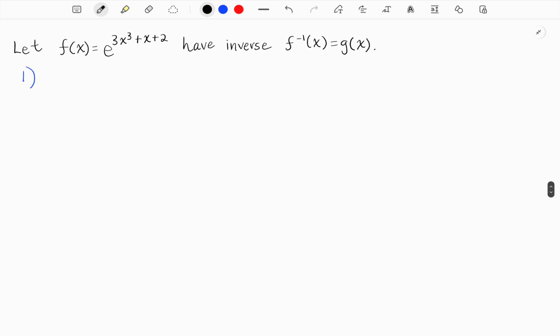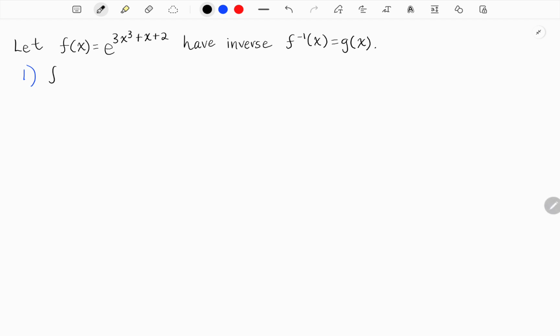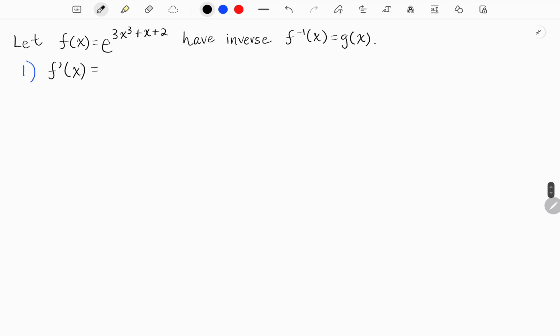So what I can do is I could take its derivative, right? We'll need to use calculus for this question anyways. So f prime of x is equal to, we're taking the derivative of e to the something, so it's just that same thing. So 3 e to the 3x cubed plus x plus 2. But then by chain rule, we have to multiply by the derivative of the exponent. So 3x cubed plus x plus 2, the derivative of that is going to be 9x squared plus 1.